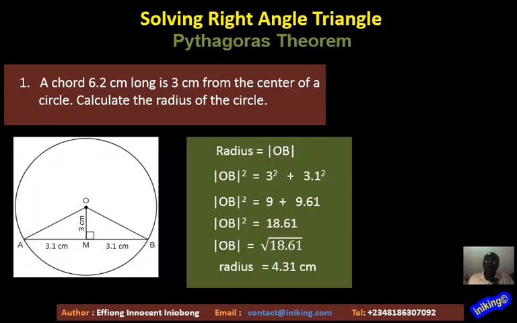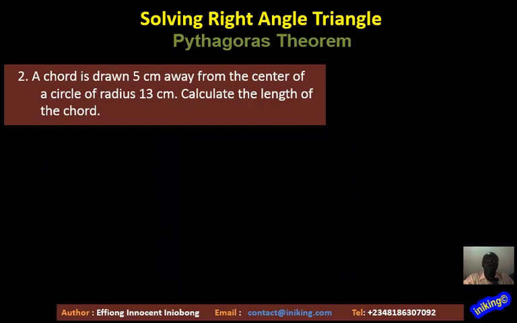So that's it there. OB square is equal to 3 square plus 3.1 square, and that's 9 plus 9.61. And you play that down, take the square root of 18.61, we have that the radius of the circle is 4.31. That was very easy. I'm very sure. It couldn't be easier than that. Now the second question we have here states.